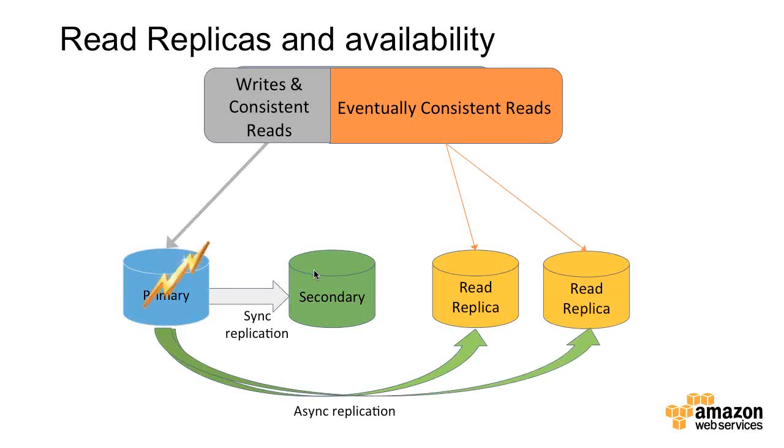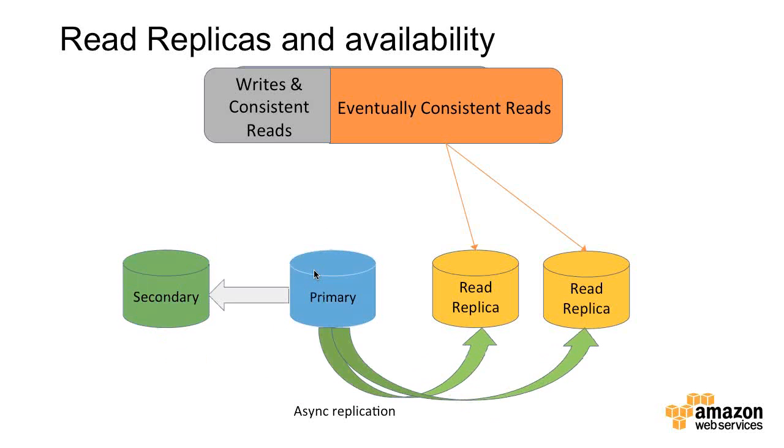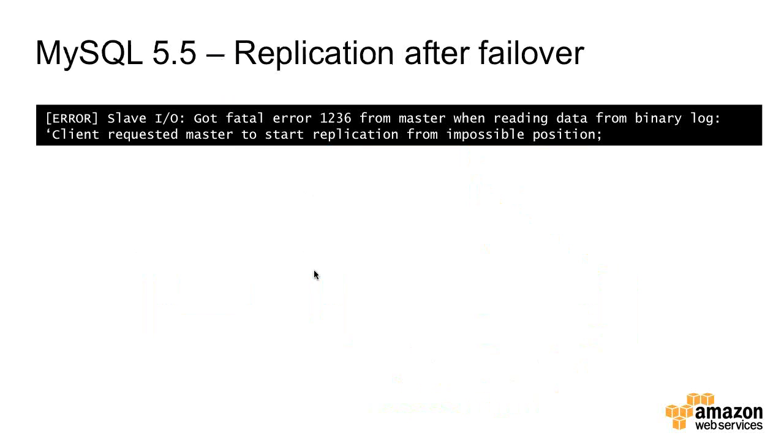When the primary fails, we know that the secondary takes over and becomes the primary, and then the replication still continues into the read replica. But in 5.1 and 5.5, we see that the replication stops with an error. On 5.5, you get a replication after failover error, which says that you cannot read from a binary log because you're asking me to start replication from an impossible position.